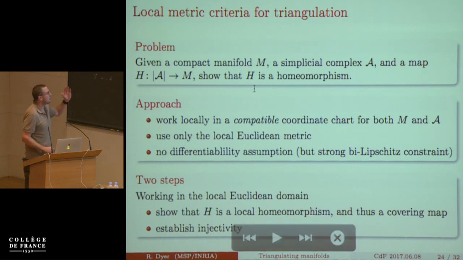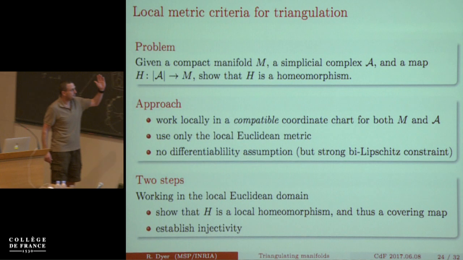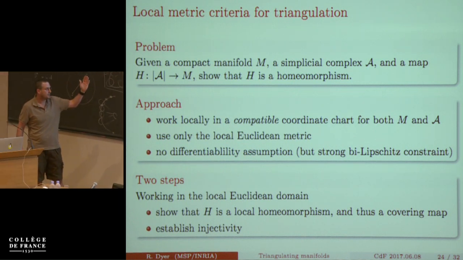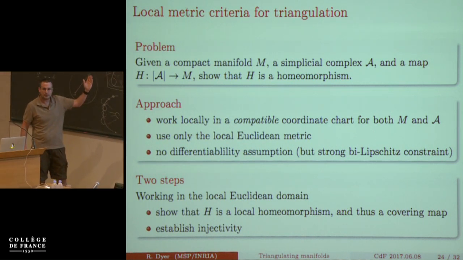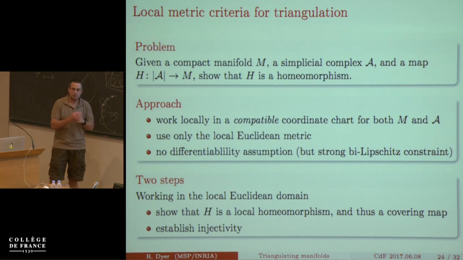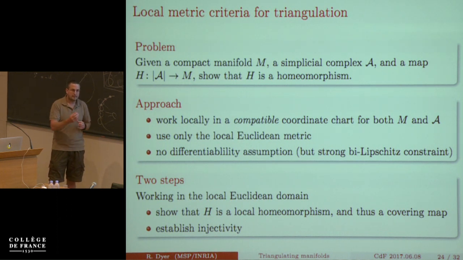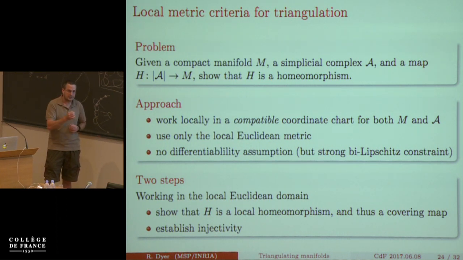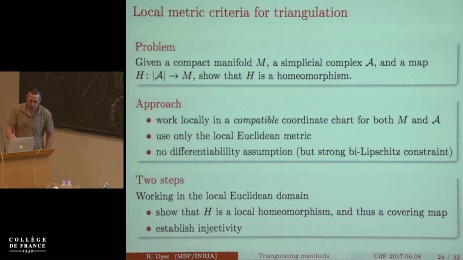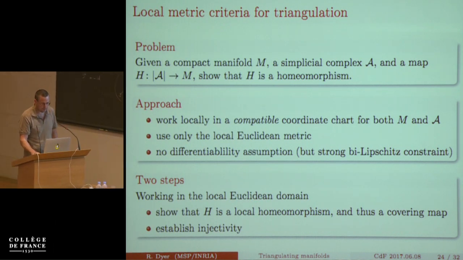Okay, but the outline of the homeomorphism proof is kind of standard. It was a standard thing in graphics anyway. You want to show that this map is a covering map. You show it's a local homeomorphism. And then when you have that, you just need to show it's injective because we've got a compact manifold. So those are the two big steps that we want to do.